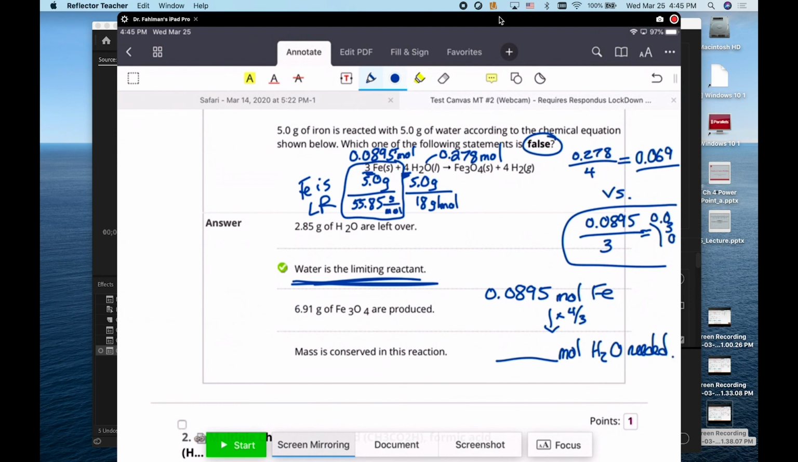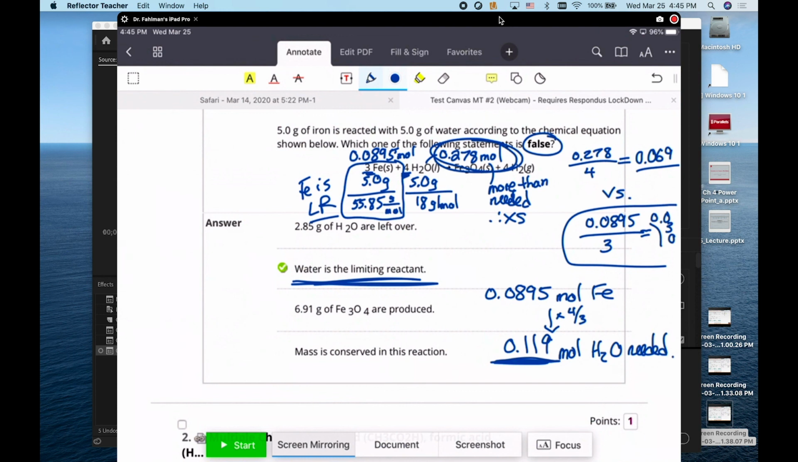0.0895 times 4 divided by 3 gives you 0.119 moles of water needed, but you have 0.278. So that tells you you've got more than needed, so therefore it's in excess. And iron is limiting.